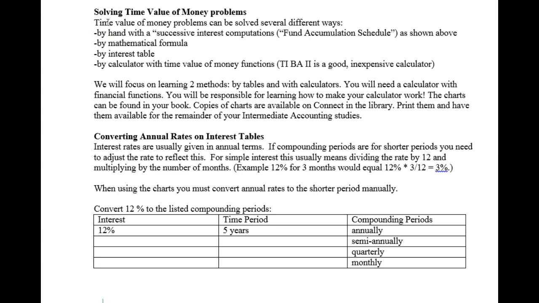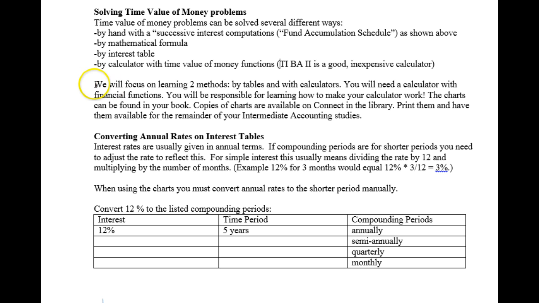Time value of money problems can be solved in several different ways. One is by hand, using that successive interest computation we did above, where we make a fund accumulation schedule showing how the fund is growing. Another is by mathematical formula, which I'm not going to use with you. We have calculators for that. And third's by using the interest tables that are found in your book. We'll be using those regularly. And a fourth way is by calculating with the time value of money functions calculator. I recommend the Texas Instruments Business Analyst 2 or Business Analyst Plus. It's a good, inexpensive calculator.